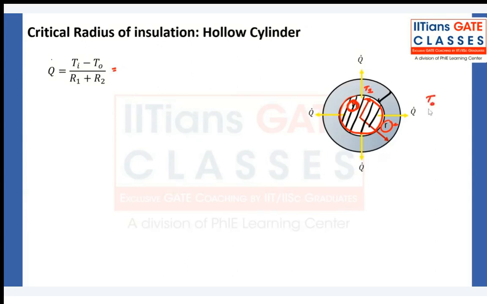Yes, differentiate with respect to R and equate to 0. Very nice. So what do we do? The heat transfer is (Ti minus T0) upon [ln(R/R1) upon 2 pi K of this insulation times L, plus 1 upon H0 of the air that is outside into area 2 pi R L]. Now this R is variable; you can change this R. Okay, is this clear?